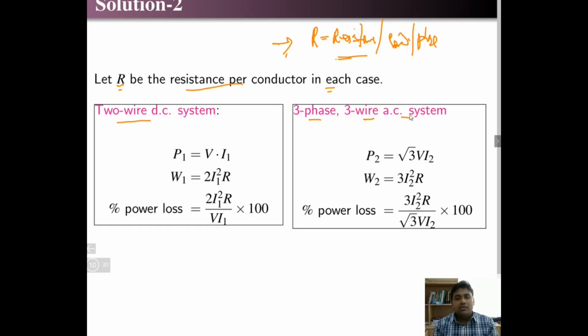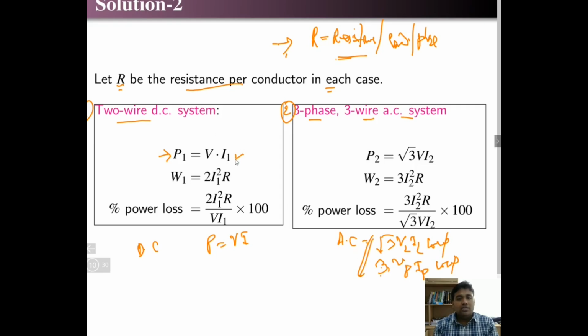We will have a comparison formula symbolically. So power P1, subscript 1, we are taking for the first case, and this is the second case. So P1 is equal to voltage into current, because we know that in a DC system power is voltage into current. However, in an AC system the power is root 3 times the line voltage, line current, cos phi, there is a power factor, or 3 times the Vp, that is the phase voltage, into the phase current into the power factor. So any formula you can use.